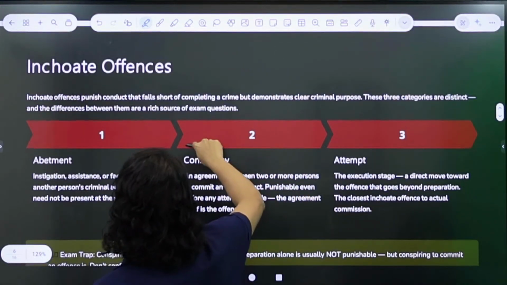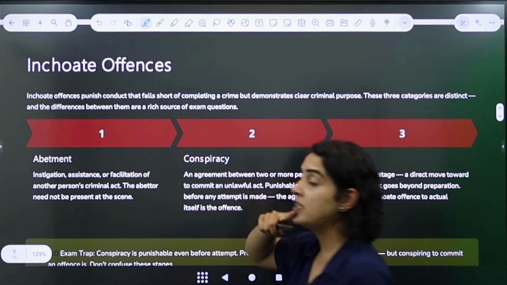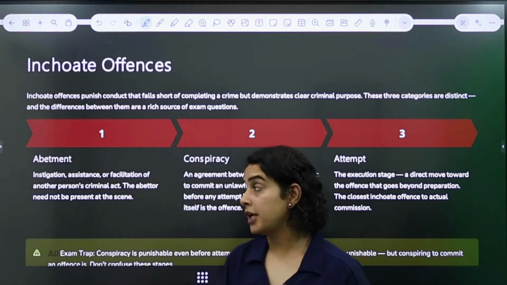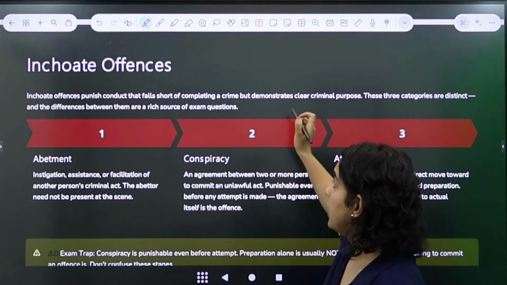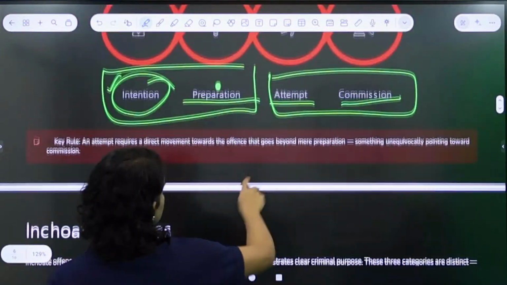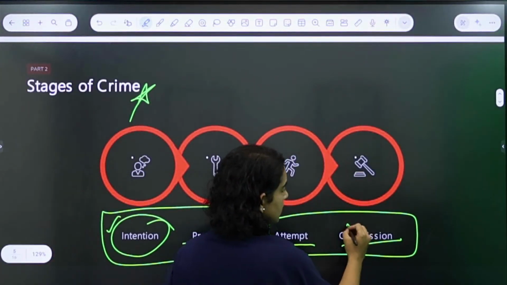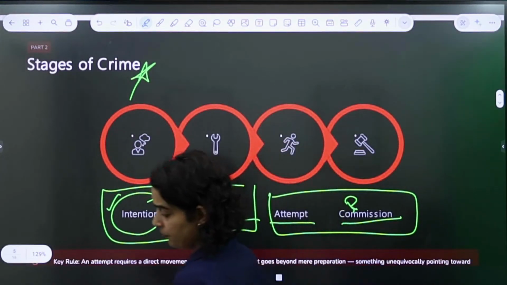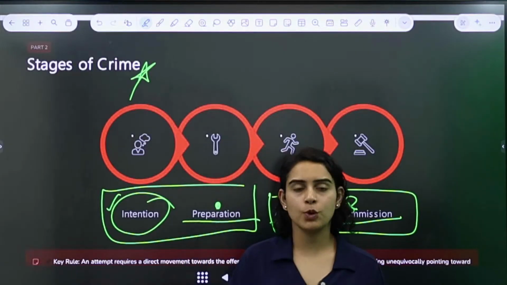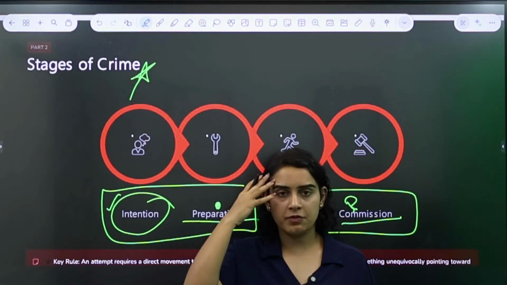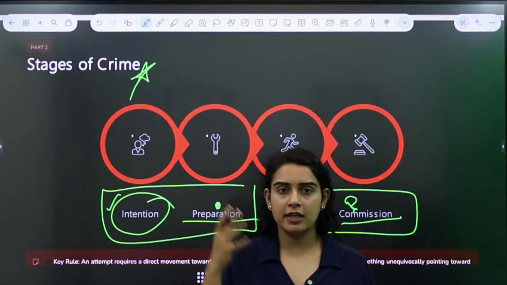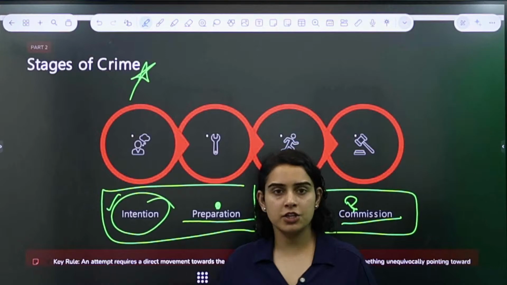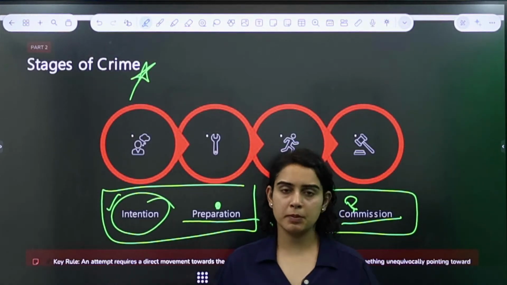Inchoate offenses. All right, so inchoate offenses basically means offenses which are not completely done. Okay, now what does that mean? In these, this fourth stage, commission, is missing. Now let's say I want to kill person A. So first of all I prepare everything, right? I make a plan. How am I going to kill this person? Okay, that's my intention. And then I arrange for a gun or some weapons, maybe that's the preparation stage.